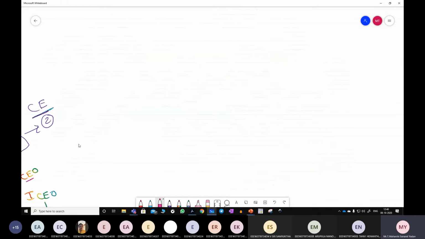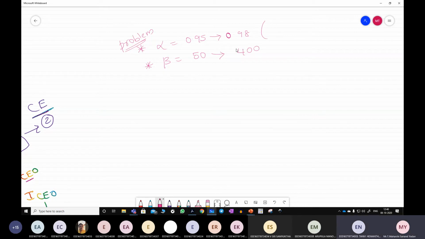What is the range for alpha? Alpha range is from 0.95 to 0.98, whereas beta will be in the range of 50 to 400. These two ranges are very important while solving problems. For theory, no need of remembering this, but for problems, you need to remember at least. So beta will be in the range from 50 to 400, whereas alpha is nothing but 0.95 to 0.98. So alpha is for common base or common emitter? Common base, sir. Common base. Beta is for common emitter.